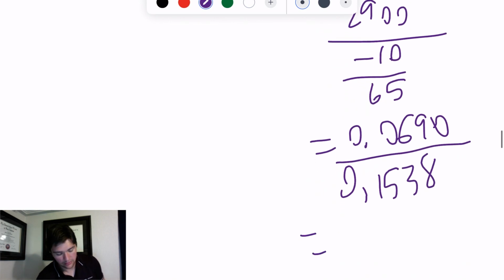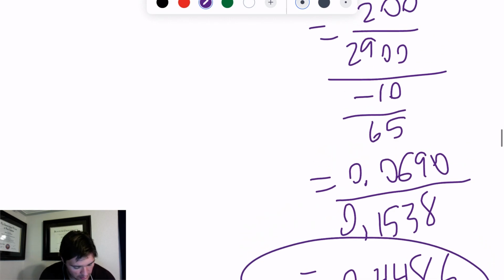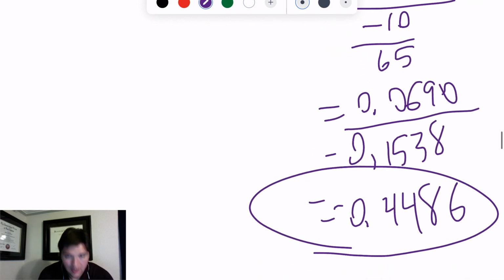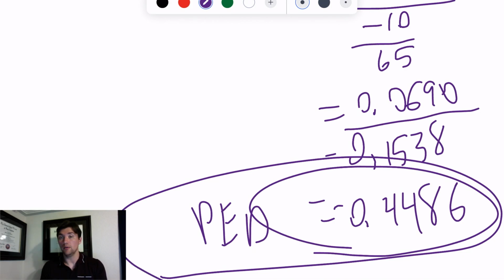Okay, and now all we'll do is those ugly numbers divided by 8. And if you think they're pretty numbers, they are in their own way. This should be a negative number, but that doesn't matter, right? Because we're going to take the absolute value. So, negative 0.4486. That is going to be our price elasticity of demand using the midpoint method.